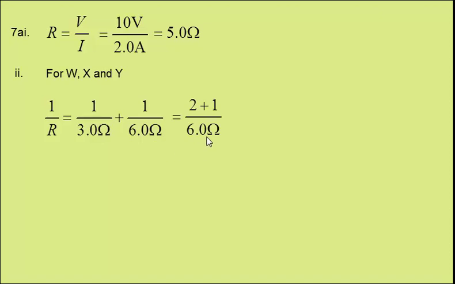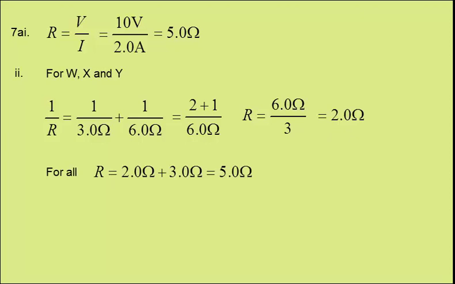This comes to 2 plus 1 over 6 ohms. Inverting gives this combination having a resistance of 2 ohms. We can then simply add this resistance to the resistance of Z of 3 ohms, giving the required answer of 5 ohms.